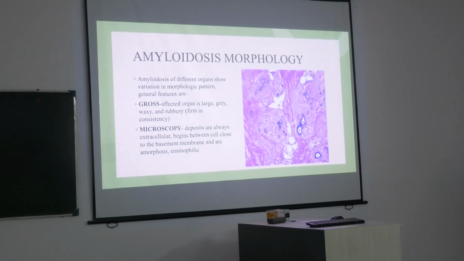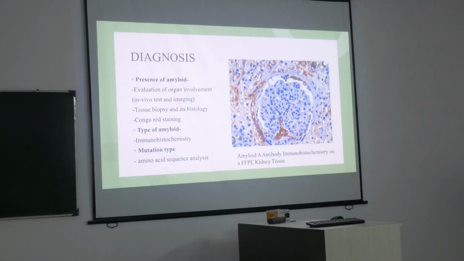Whatever may be the organ, just gross appearance will be large, grey, waxy and rubbery. And microscopy, always amorphous, extracellular material, eosinophilic material and near to or close to the basement membrane. This is also special stain, von Kossa stain. This is the amyloid basement membrane.